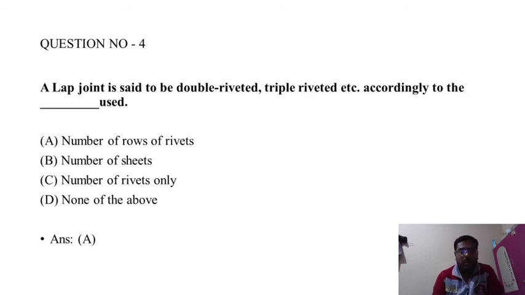Question number 4. Observe here: a lap joint is said to be double riveted, triple riveted, etc., according to the dash used. Listen carefully to the question. Option A, number of rows of rivets. Option B, number of shades. Option C, number of rivets only. Option D, none of the above.